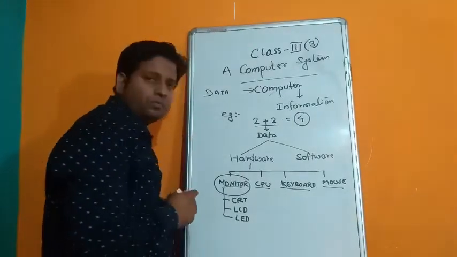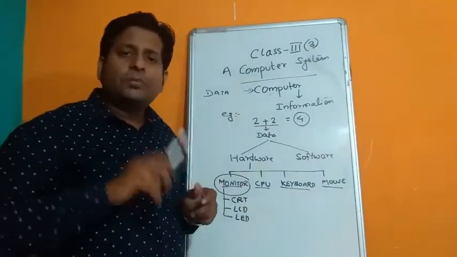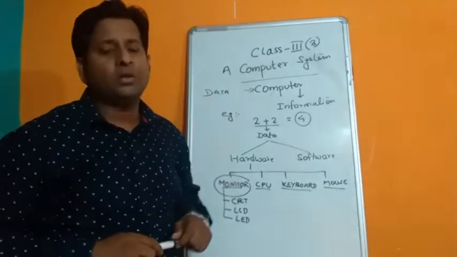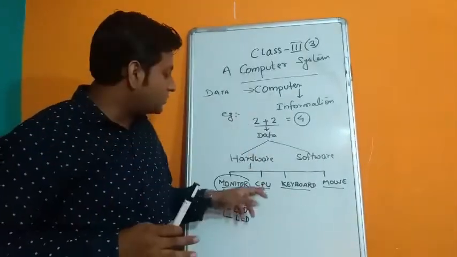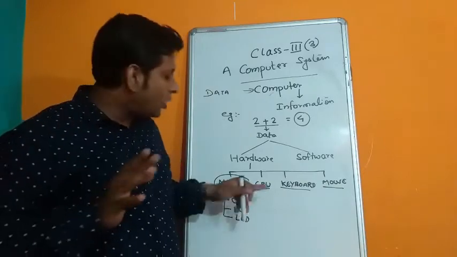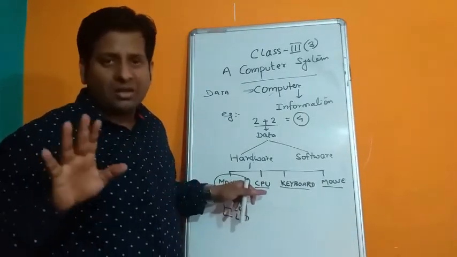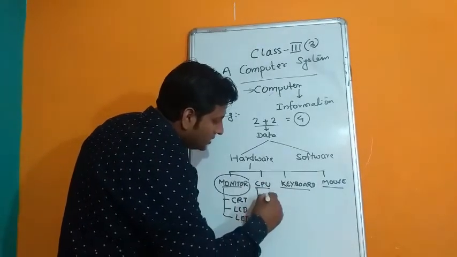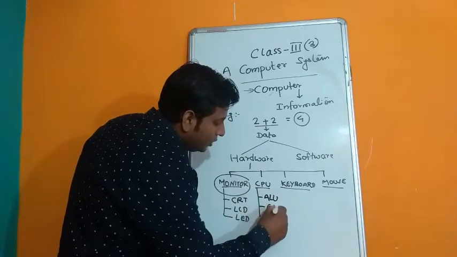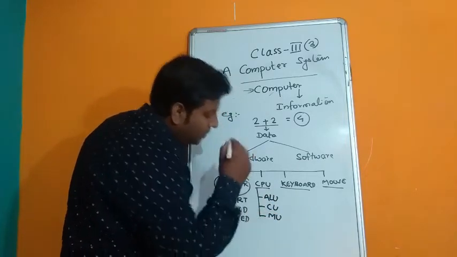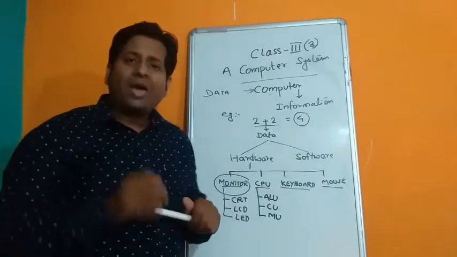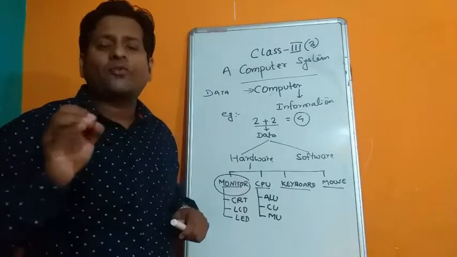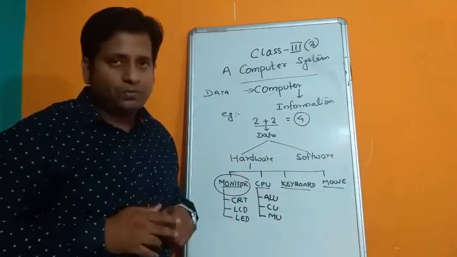Now what about CPU? You know the full form? CPU is what? Central Processing Unit. It is the brain of the computer. Means every calculation is performed by CPU. It is the only part of computer which does all the calculations. CPU consists of three different things. One is ALU, another is CU, and the third is MU. ALU stands for Arithmetic and Logic Unit. It does all sorts of calculation. Processing part is done by ALU.